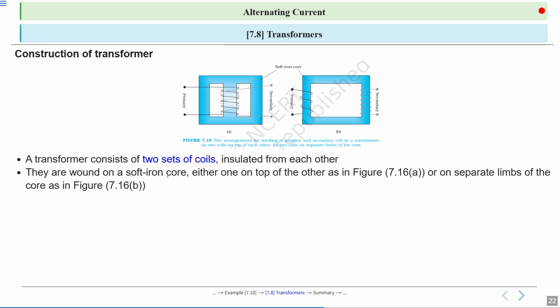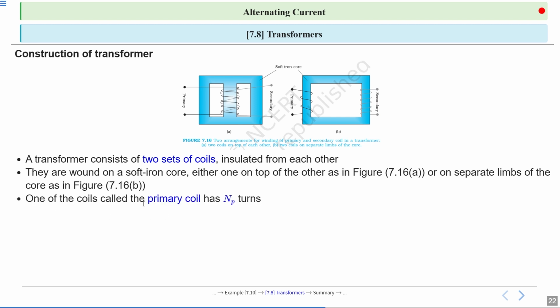They are wound on a soft iron core. This is the soft iron core, either one on top of each other as shown in figure 7.16. Either the arrangement can be this, as shown in figure A, or the arrangement can be this, as shown in figure 7.16b.